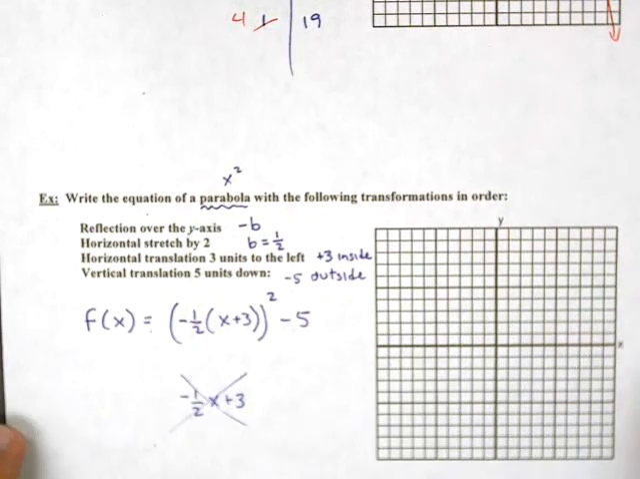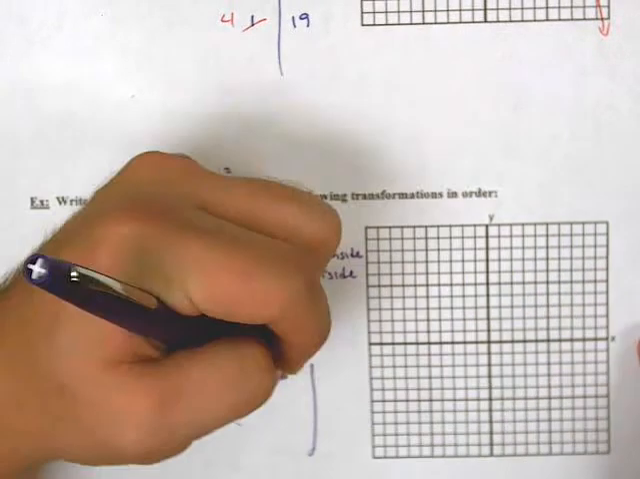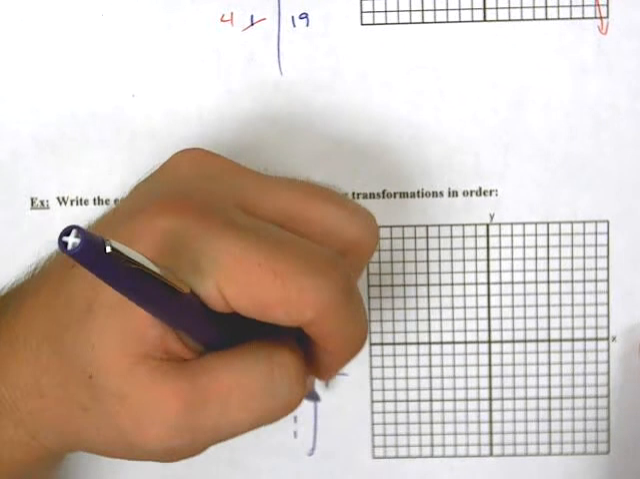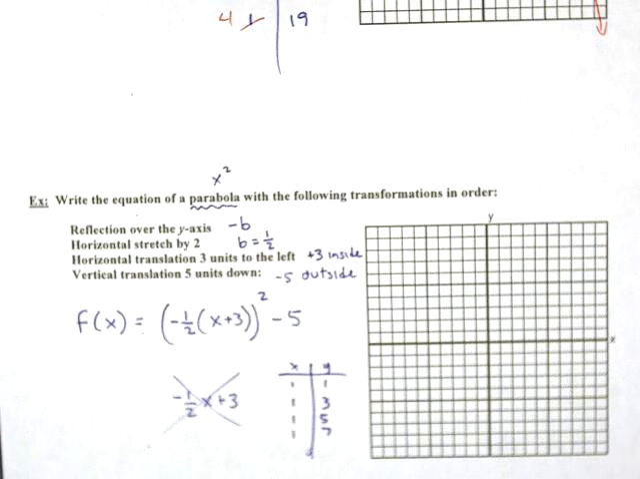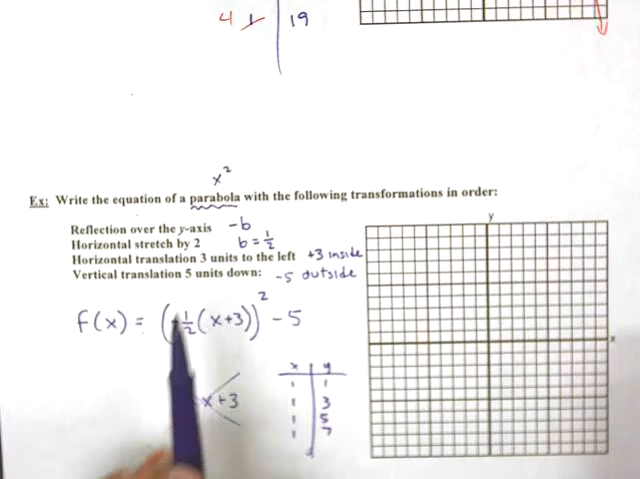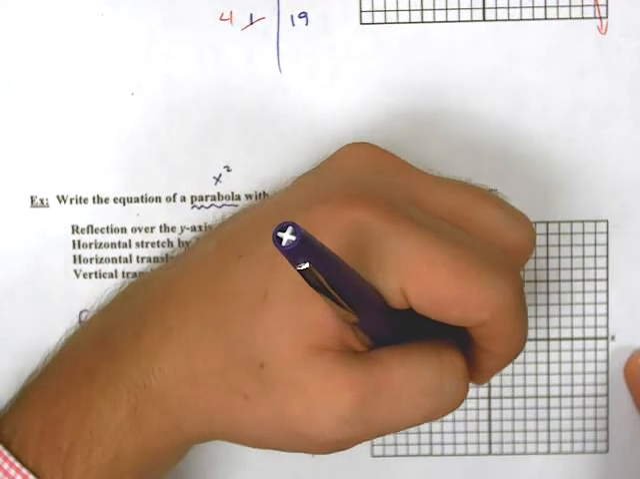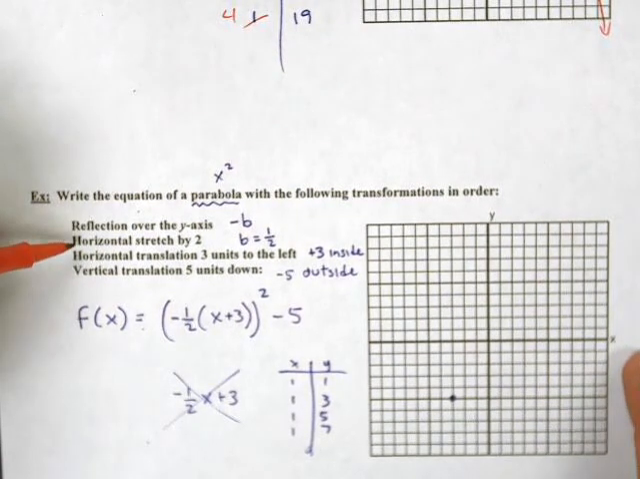Now it says to graph. All right, we can do this. We know that we have a parabola, so this will be x, y, 1, 1, 1, 1, 1, 3, 5, 7. All right. Here we go. 3 units to the left and 5 units down. Cool. We need to take a look, make sure we have everything.